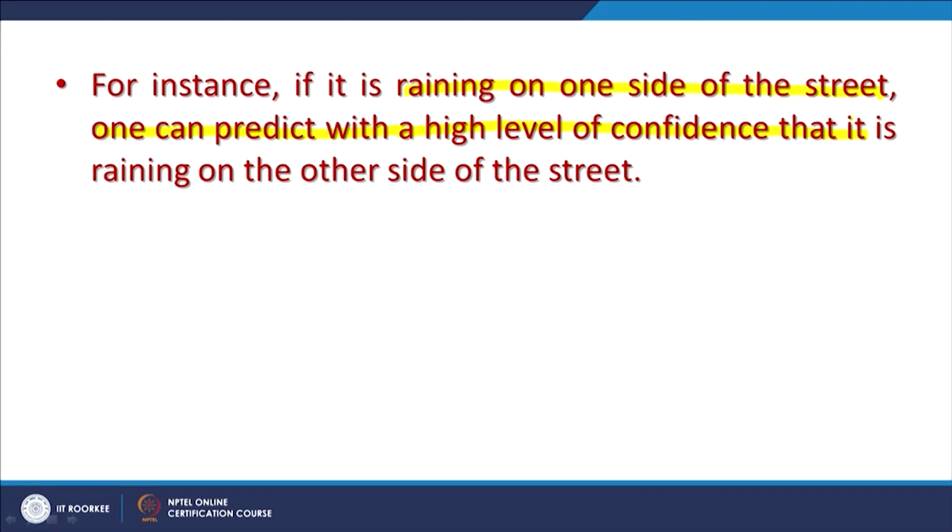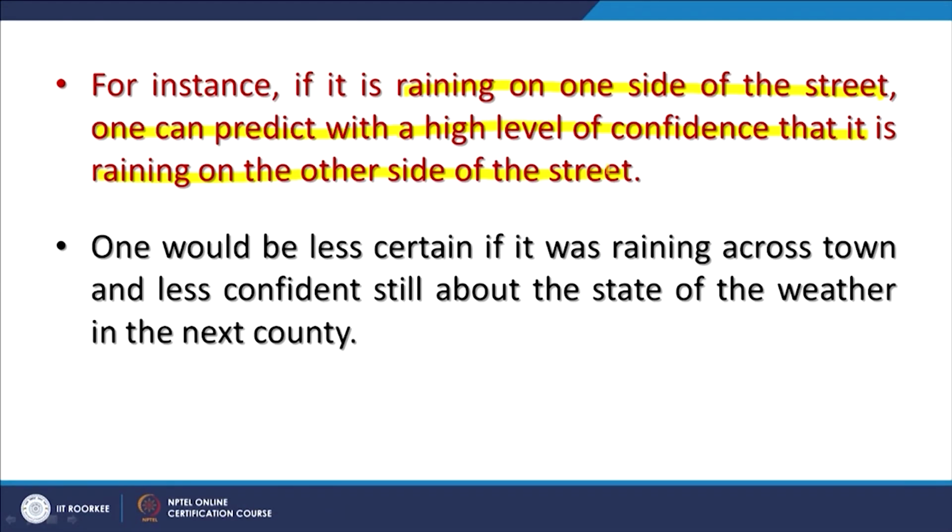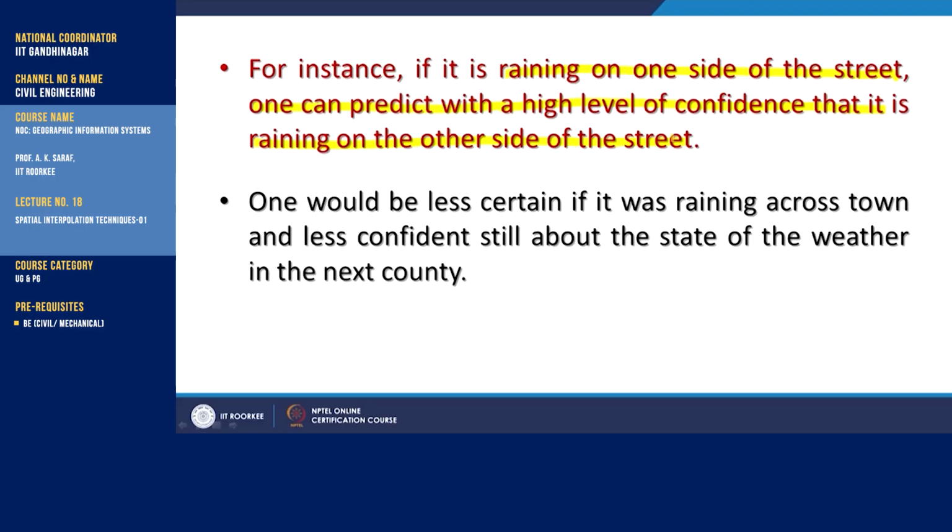This is very much possible because there is not much distance from one side to another, and with a high level of confidence one can predict. But it is a little difficult if we predict for one town, and we cannot say even 10 kilometers beyond whether rainfall or similar weather conditions exist.